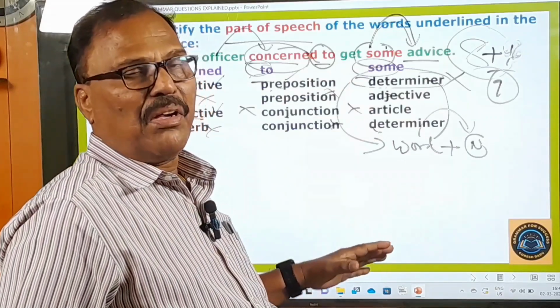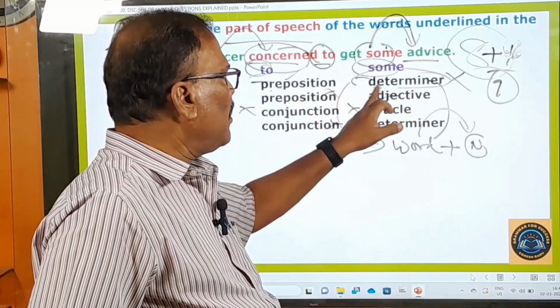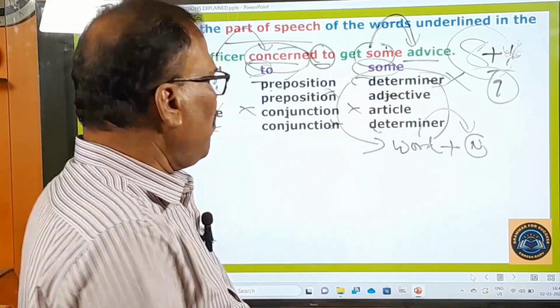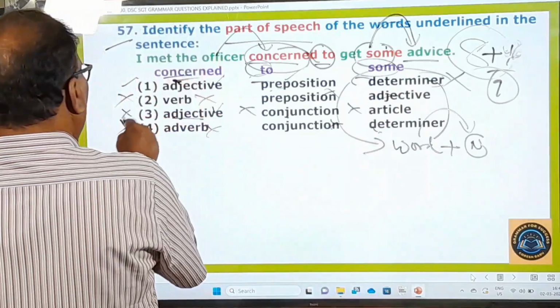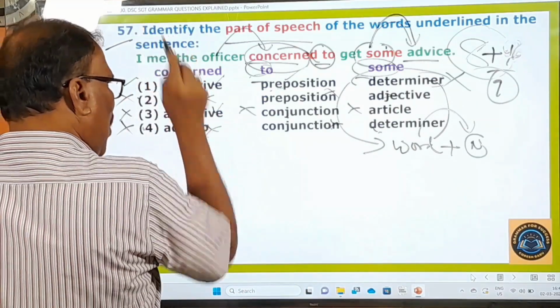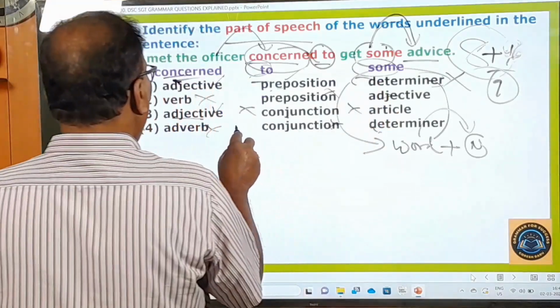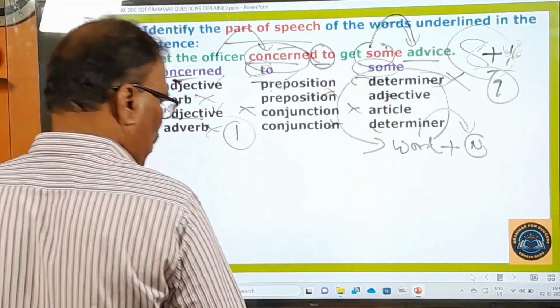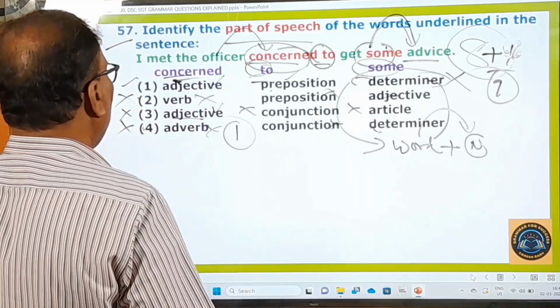Some grammarians have included these determiners as a part of speech too. But anyway, the second, third, and fourth options are wrong. Only the first one is going to be your answer. And now let's move on to the next question.